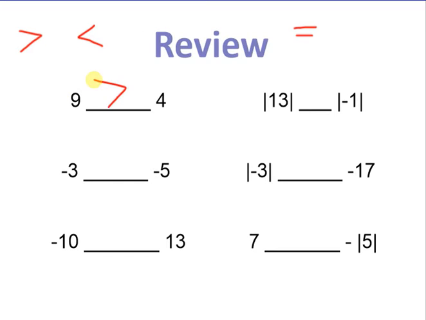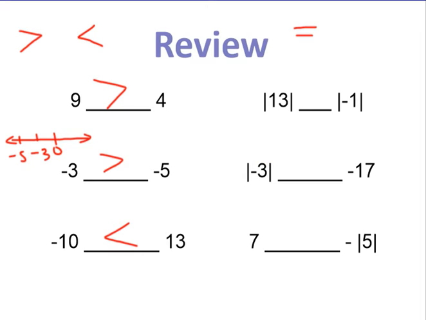So here we have 9 and 4. 9 is greater than 4. Here we have negative 3 and negative 5. Negative 3 is bigger than negative 5, and if you remember, you make yourself a little number line here. Here's 0, here's negative 3, here's negative 5. Negative 3 is actually bigger because it's closer to 0. Negative 10 and 13, negative 10 is smaller.